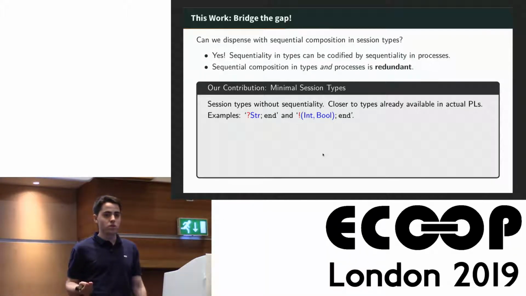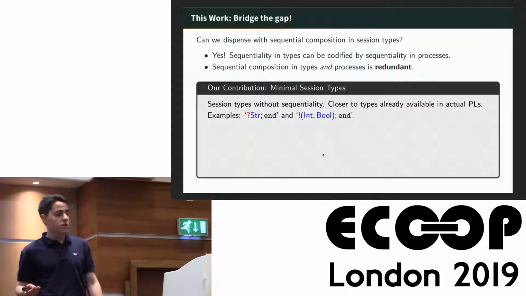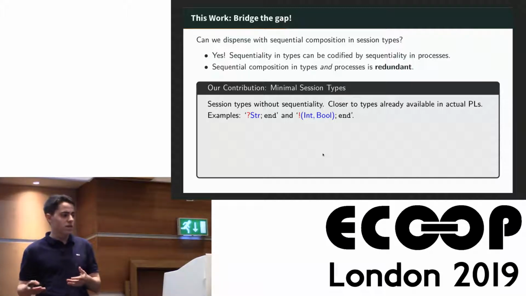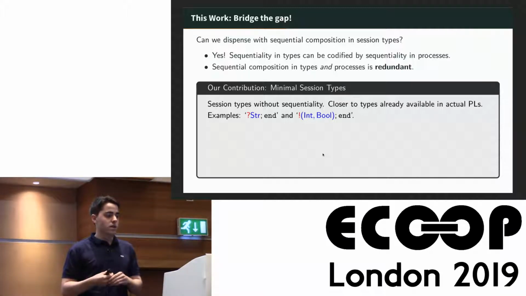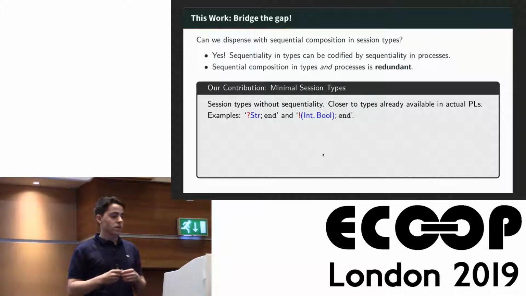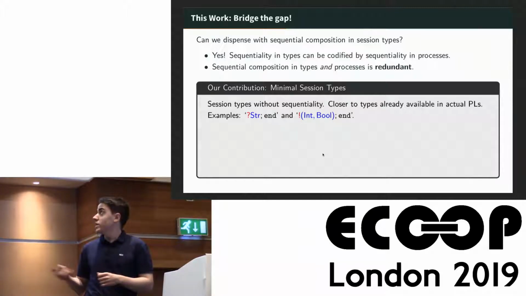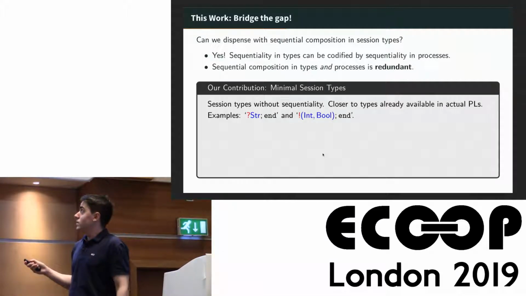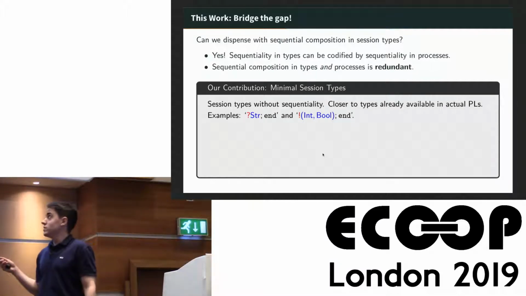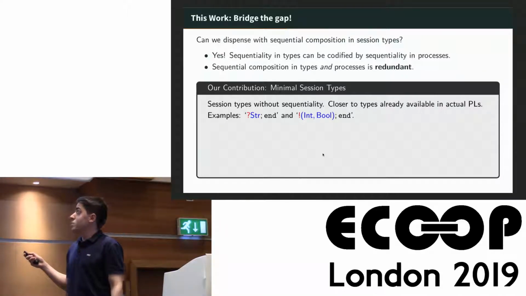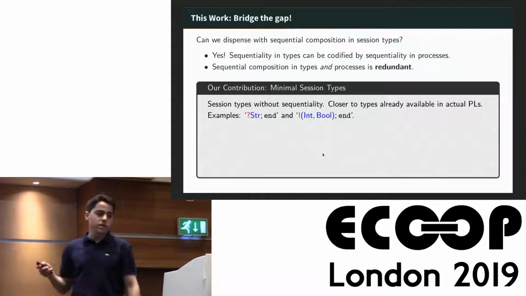So our main contribution is what we call minimal session types. Minimality comes from the absence of sequentiality, and these types are much closer to the types already available in actual programming languages. For example, of minimal session types, we have a channel endpoint that only expects to receive a value of type string and then terminates, or another that expects to receive a tuple of integer and boolean and then terminates.